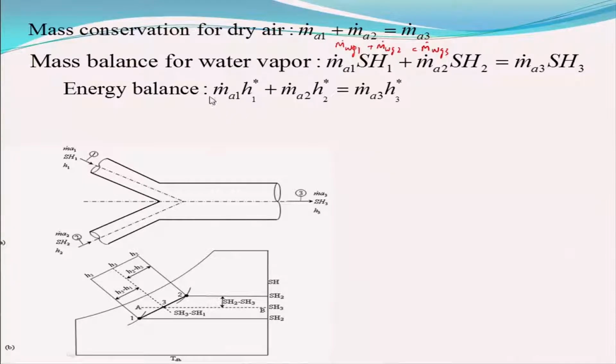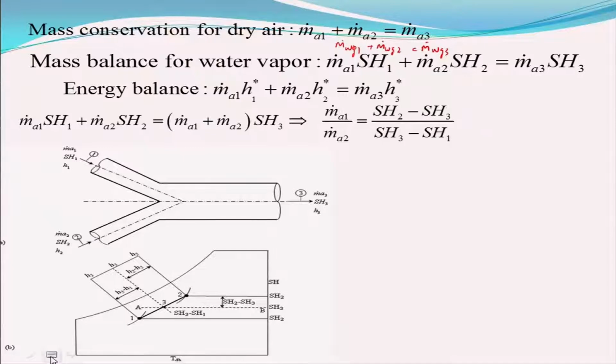And if we can do this energy balance, we can get M dot A1 H1 plus M dot A2 H2 equals M dot A3 H3, right. So, we can get this balance, and from this equation, if I say this is equation 1, I can use the mass balance here, M dot A3 is equal to M dot A1 plus M dot A2. Here I can put M dot A1 plus M dot A2. That is exactly what I have written here.